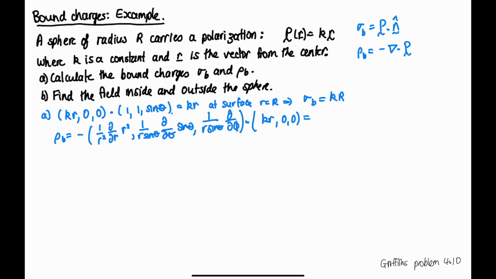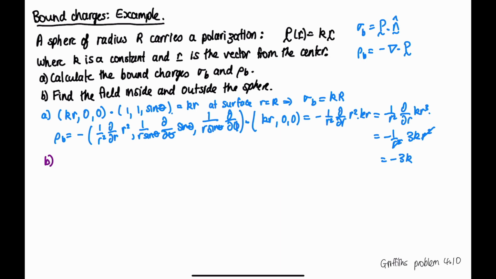So that term is given by minus 1 over r squared d dr of r squared times kr. So this is equal to minus 1 over r squared of d dr of kr cubed. When we take the derivative of kr cubed with respect to r, we end up with 3kr squared. These will cancel, and we end up with minus 3k as the answer for that one. So we've answered part A. Let's do part B in a slightly different color, just so that we don't get confused about where stuff is.